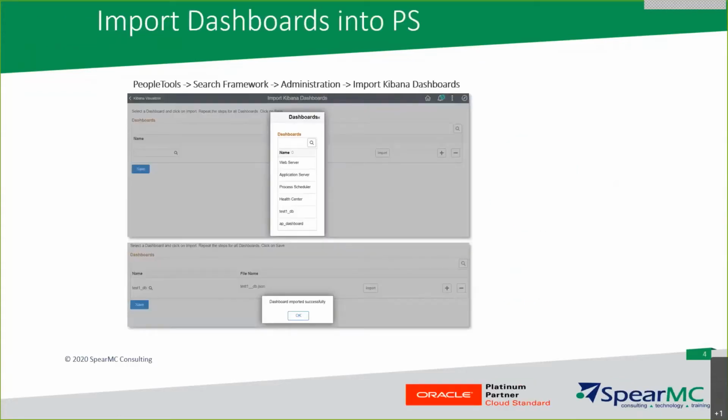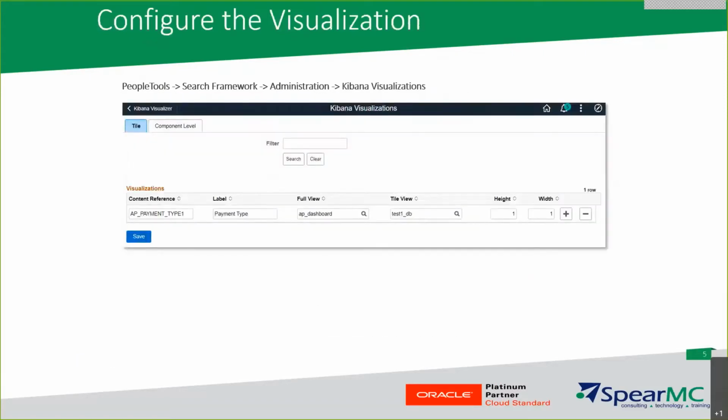In PeopleTools, there are 5 steps that you will need to go through in order to utilize a Kibana dashboard. These include import, configure, deploy, securing, and adding. From this page, you will import your Kibana dashboard into PeopleSoft. On the visualizations page, you will create a content reference name, a label, and then select the full dashboard that you want to display along with the tile and specify the size of the tile.